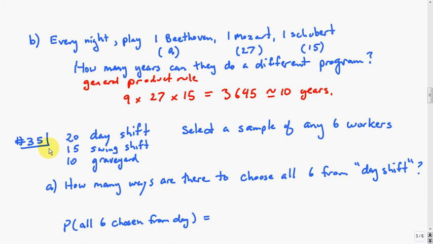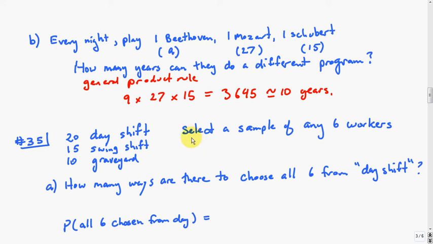So the next problem we're going to look at is problem 35 from the textbook. And you can read the details in the text if you want. The basic story is that there's a company and they have different shift workers. In particular, there are 20 day shift workers, 15 who work the swing shift, and 10 who work the graveyard shift. And what the company wants to do is select a sample of any 6 workers and do some sort of survey on them. And so this question concerns the number of ways that you can choose various combinations of workers.